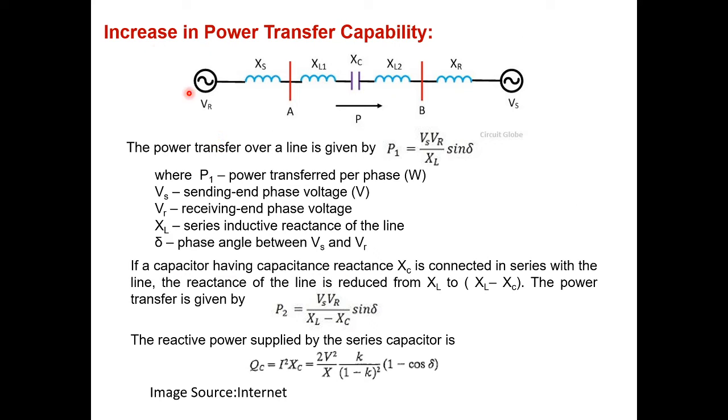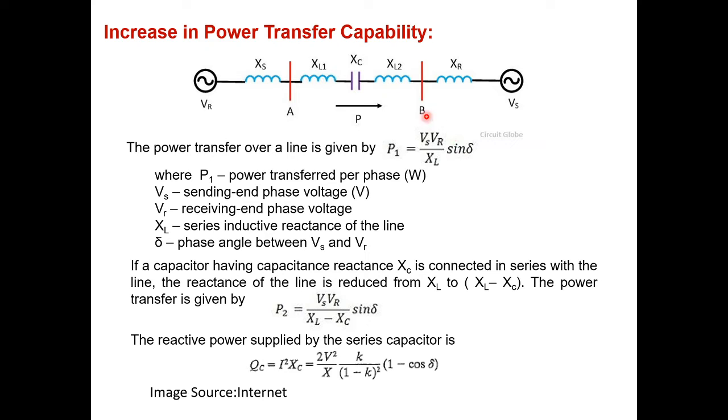This one is one more application or objective of series compensation. It increases the power transfer capability. How? I'd like to explain with the help of a two machine system, sending end and receiving end, and the reactance carrying here is X. Let XS and XR be the sending end and receiving end reactance values. Initially, I don't want to place any capacitor right now here. At that time, the power transfer here is P equal to Vs into Vr by XL into sine delta.